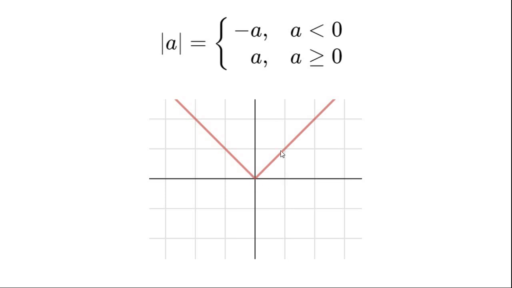You can see that 1 is mapped to 1, 2 is mapped to 2, 3 is mapped to 3, negative 1 is mapped to 1, negative 2 is mapped to 2, negative 3 is mapped to 3. Get that V shape.